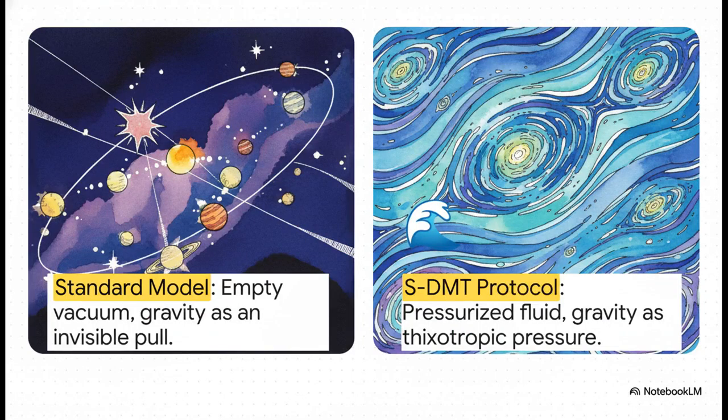The paradigm shift we're looking at here is absolutely massive. Think about the standard model. We've got an empty vacuum, gravity pulling objects together like invisible strings, and planets just coasting standard elliptical orbits. Now flip over to the S-DMT protocol. Space is a highly pressurized fluid, gravity is just fluid pressure and thixotropy, and planets, they act as swirling solitons or vortices, literally swimming through an ocean. It completely flips the script from a mechanics of isolated objects to a mechanics of total unbroken connection. Everything is touching everything else.